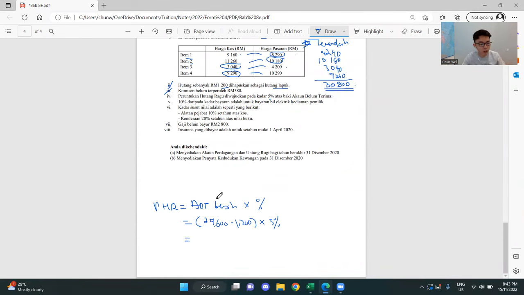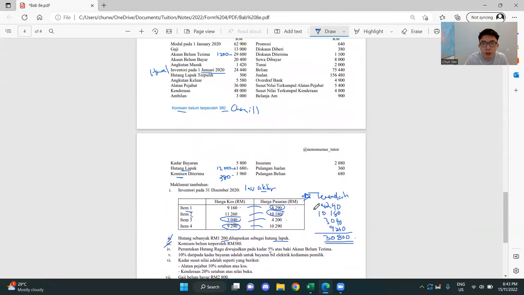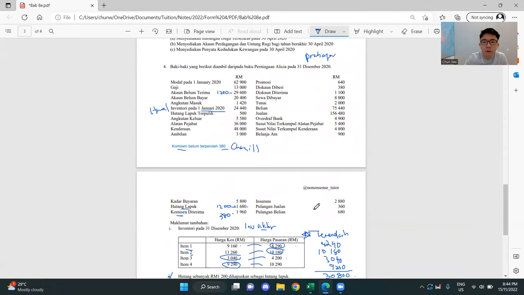So your ABT bersih: 29,600 minus 1,200, 28,400. Times 5%. You get 1,420. Okay, 1,420 is your PHR for this year. But then we have to look back in your imbangan too. Is there any peruntukan hutang ragu recorded here? So you check one by one. Tak ada. Right now there's hutang lapor terpilih, but there is no peruntukan hutang ragu. So now we have to record.